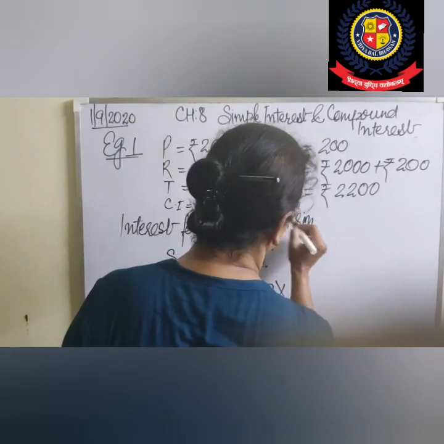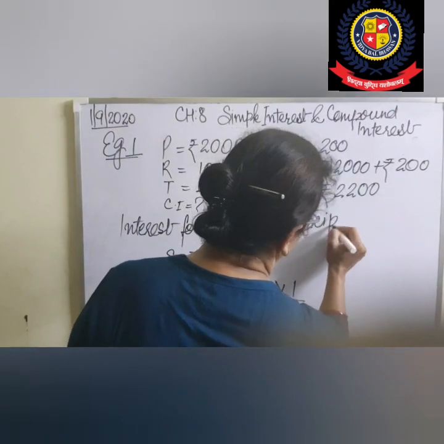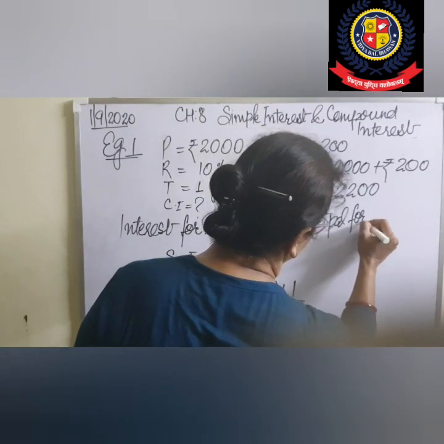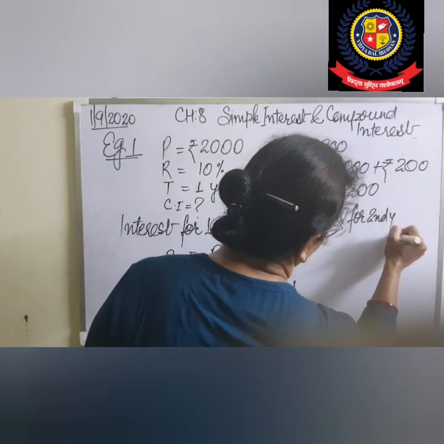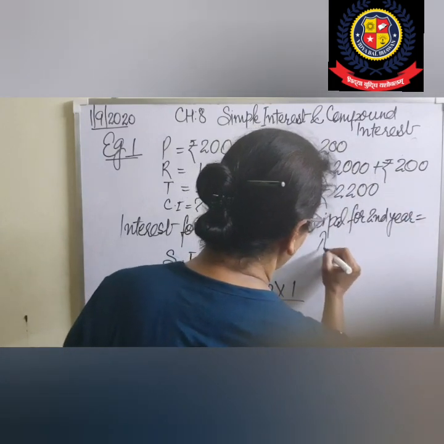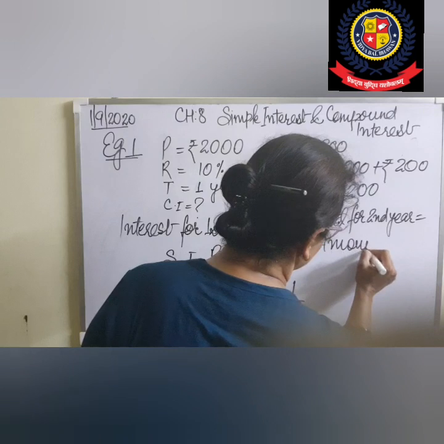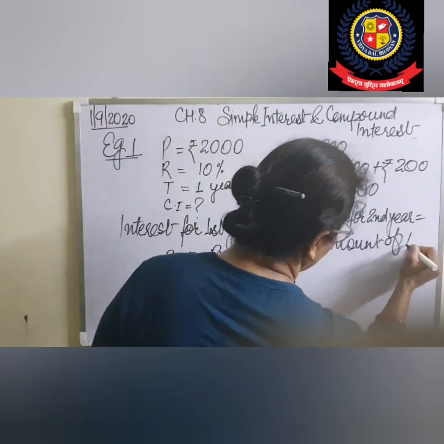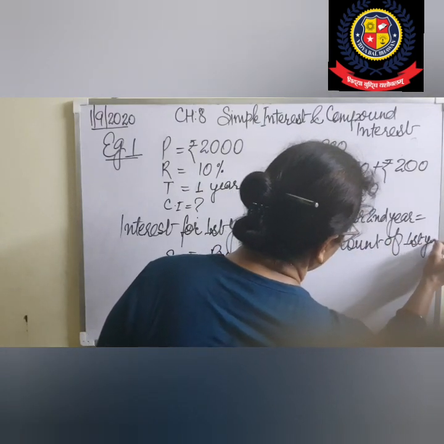Principal for the second year is equal to the amount of the first year. Amount of first year. First year का जो amount है.